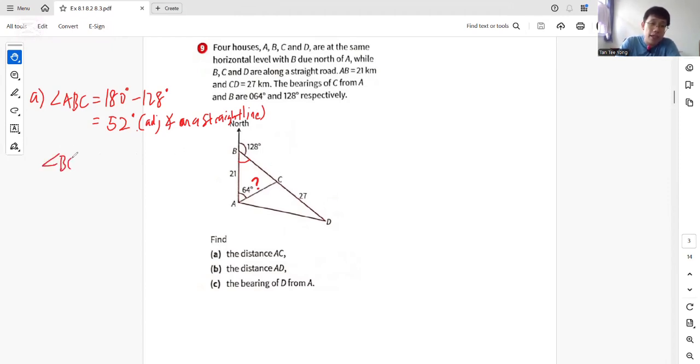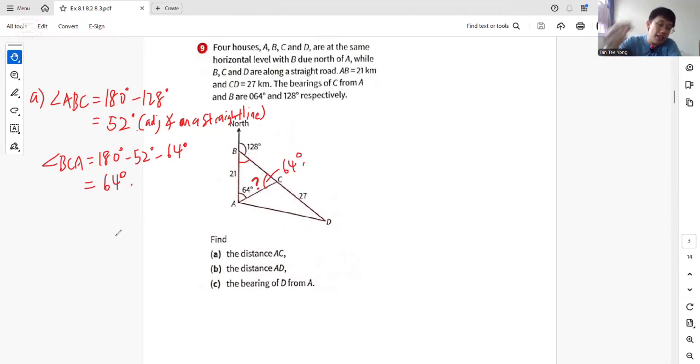Then I want to find my angle BCA as well. Angle BCA equals 180 degrees minus 52 degrees minus 64 degrees, which gives me 64 degrees. So now we know this is isosceles because this is also 64 degrees, but it doesn't matter, it won't help us in finding AC for now.